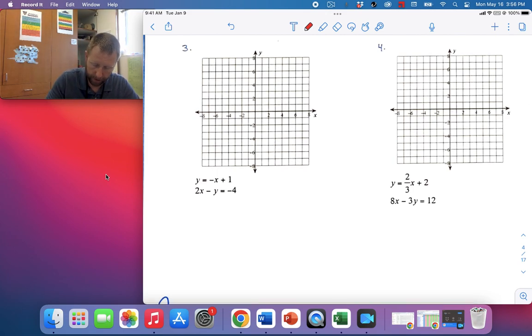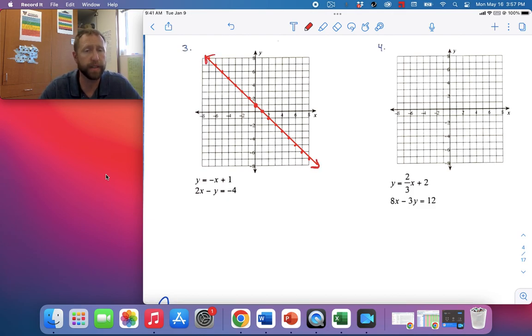Graph the first equation. Looks like I'm starting at positive 1. My slope, that number in front of x, is a negative 1. So I'm going down 1, right 1, down 1, right 1, and keep going until you run out of space. Go back to your beginning point, do the opposite. Up and to the left. Keep going until you run out of space. Draw your nice straight line. So I got my line drawn there.